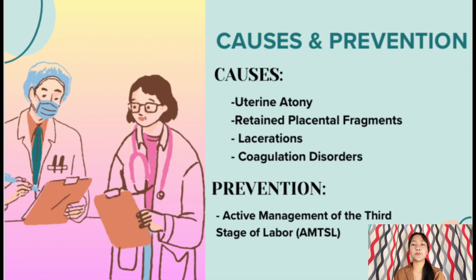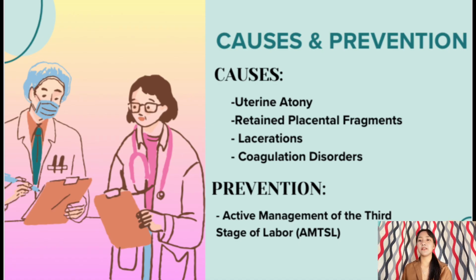The causes of postpartum hemorrhage include uterine atony. It is the most common cause of PPH, where the uterus fails to contract effectively after birth. Retained placental fragments: small pieces of placenta may remain in the uterus, preventing proper contraction and leading to bleeding. Lacerations: tears in the cervix, vagina, or perineum can result in significant blood loss. Coagulation disorders: conditions that impair blood clotting can exacerbate bleeding.